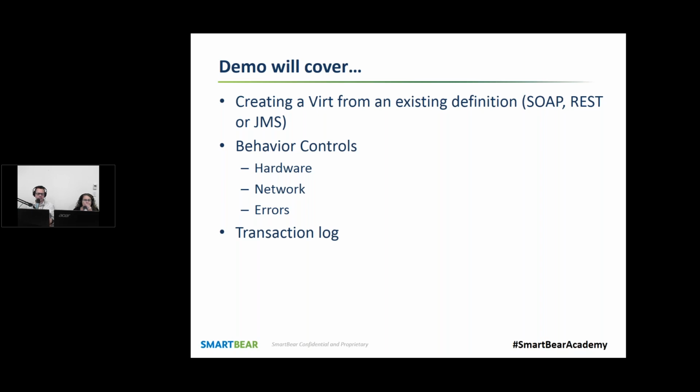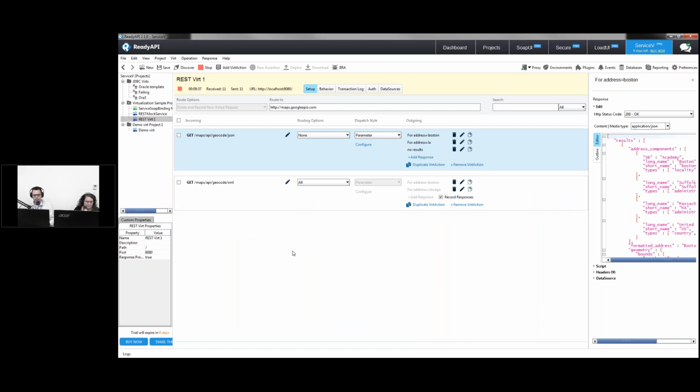We do have easily configurable areas for that within ServiceV, within the behavior tab, so I will show you that. And we'll also show some transaction log so that you can understand what's going on behind the scenes of this virtualized API. Now that I think about it, I'll show you two ways of creating virtual APIs from Swagger, from some interaction.